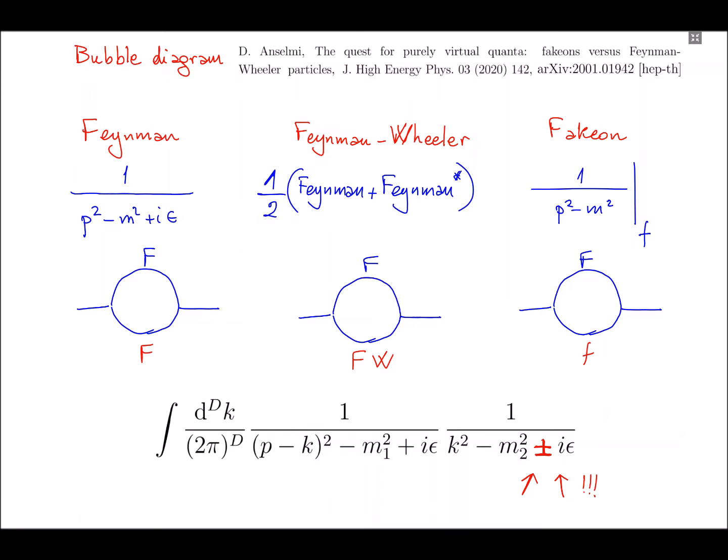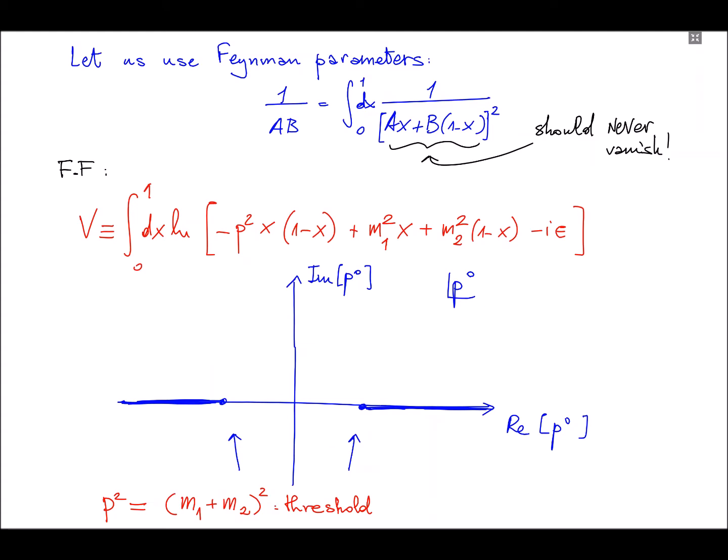And so in some places, when you are going away from Feynman-Feynman, you will have this kind of problem, two propagators with different prescriptions, plus i epsilon and minus. This is very, very bad. And for some reason, people never tried to make this simple calculation and see how bad it is. So let's see what happens with Feynman-Feynman.